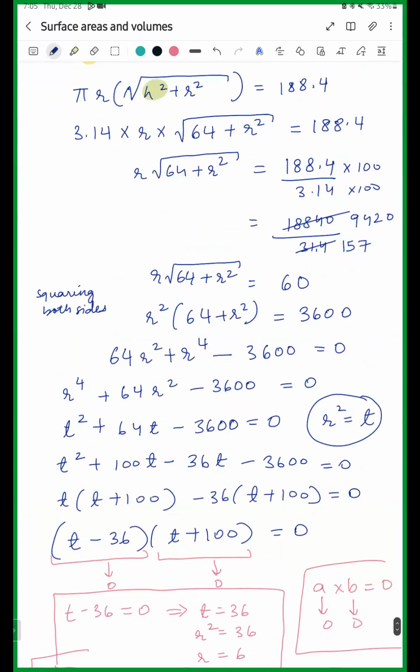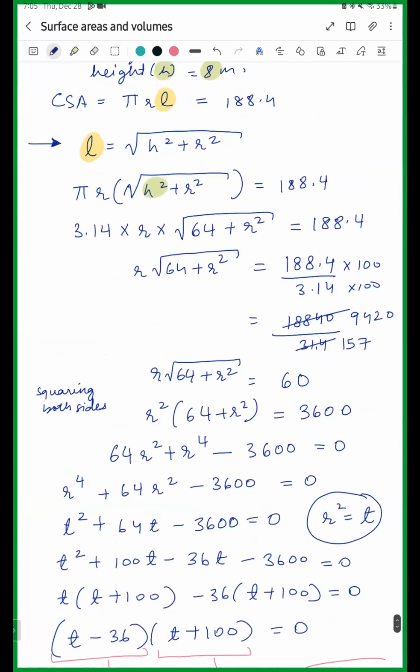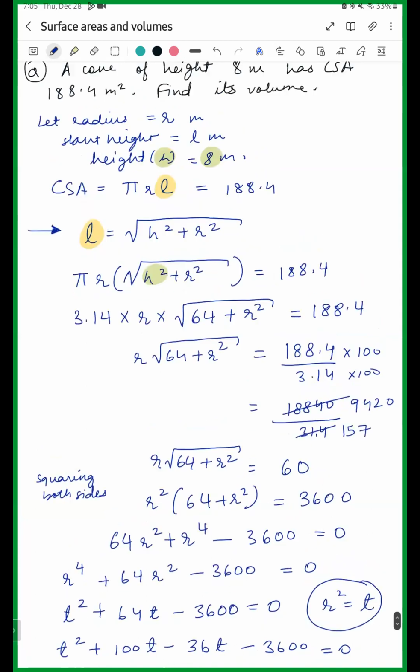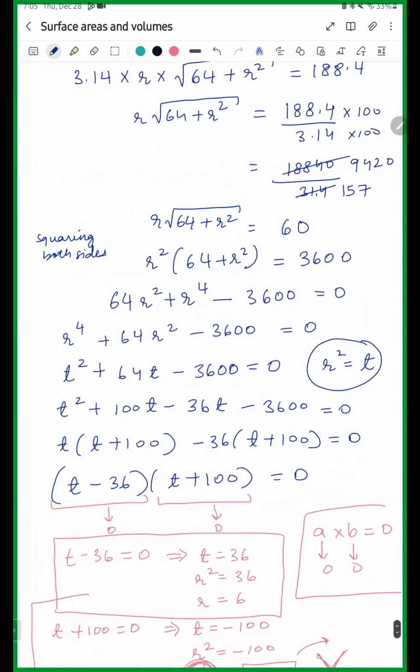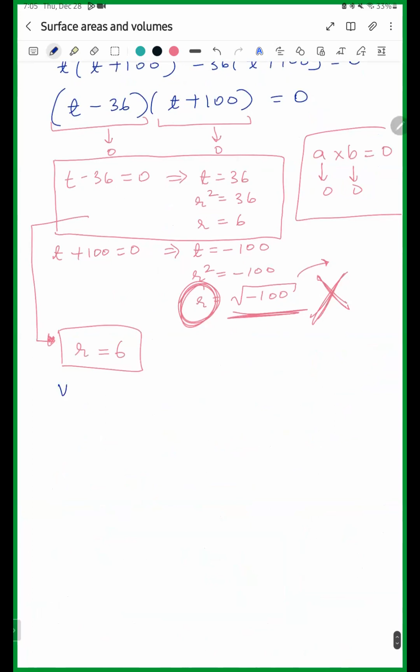Where were we? Why did we find out r in the first place? Yes, it's because we didn't know the r, right? And in order to find the volume, we need to know r and h. So now volume is 1 by 3 pi r square h. Now we can easily find the volume.